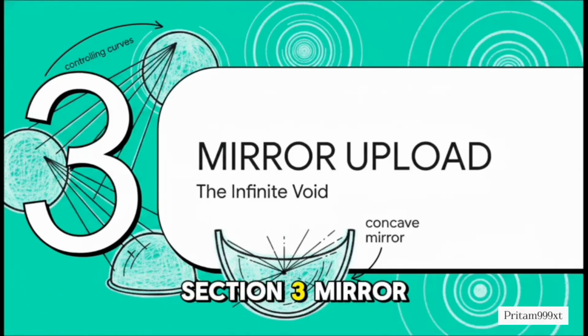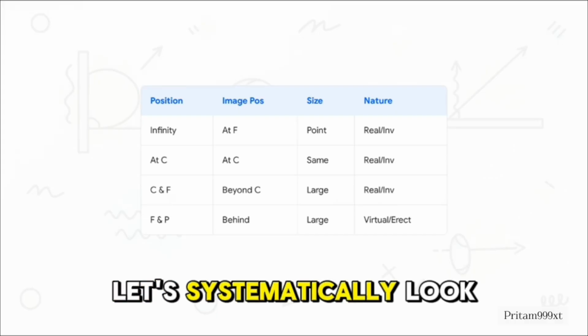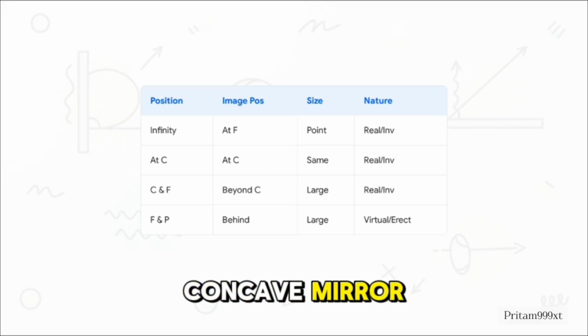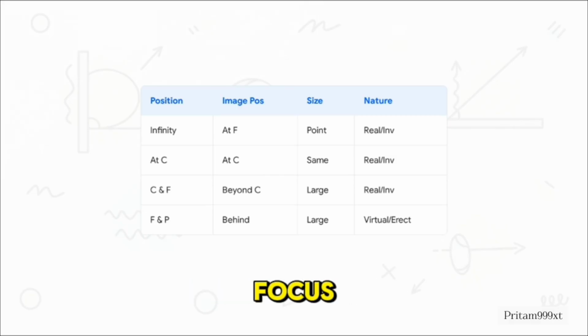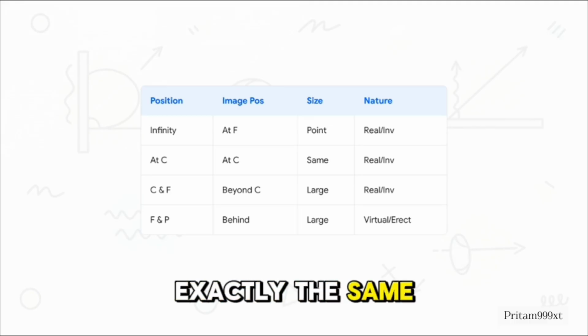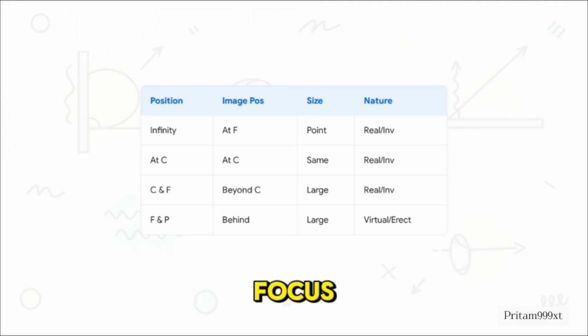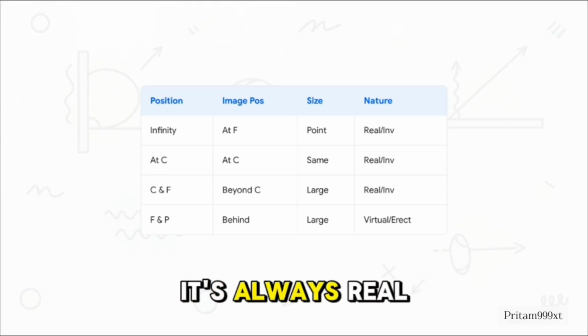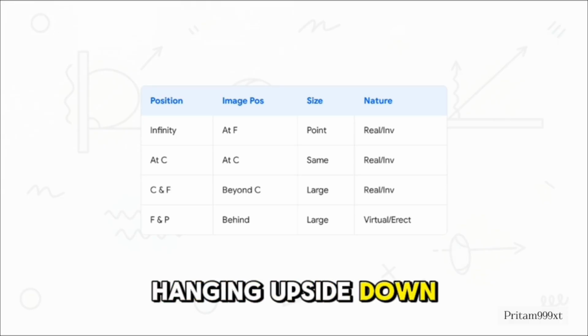Section 3. Mirror Upload, the Infinite Void. Let's systematically look at the exact image formations as an object pushes closer and closer to a concave mirror. When the object is at infinity, the image is just a tiny point at the focus. Move it to the center of curvature, or C, and the image is exactly the same size. Push it between C and the focus, and boom, the image gets enlarged. And notice the nature here? It's always real and inverted, hanging upside down in front of the mirror.